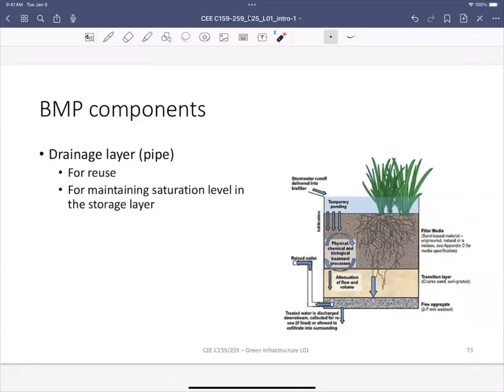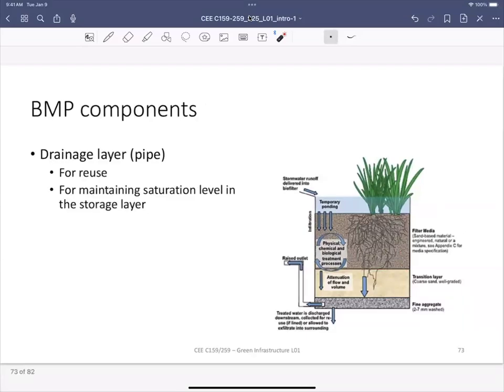And I mentioned the drainage layer. The only function of the drainage layer is to drain water as quickly as possible when needed. So that's basically a lot of gravel here. This is just for drainage purposes or reuse.